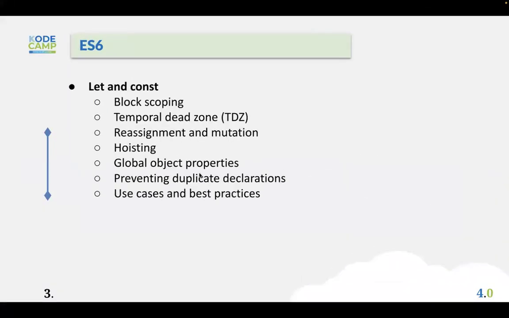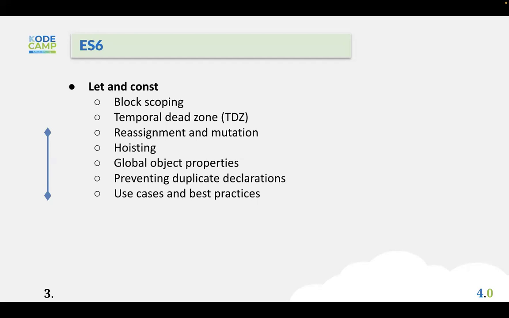So next on the list, we have temporal dead zone. The TDZ, also known as temporal dead zone, refers to a specific period during JavaScript code execution where variables declared with let and const exist within a block but are inaccessible. This means you cannot access or assign a value to the variable until its declaration is encountered in the code. So the TDZ helps prevent errors caused by accessing variables before they are properly initialized.